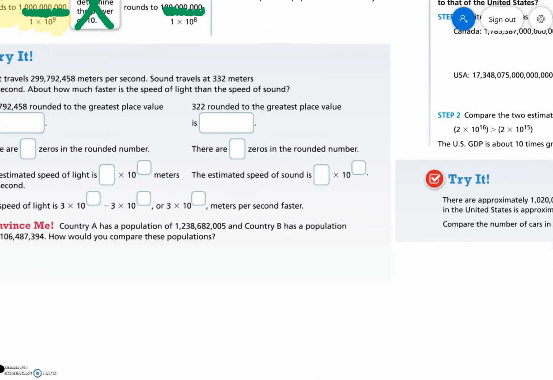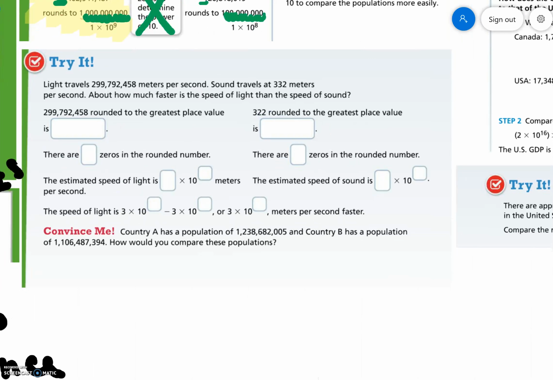Let's try it. Light travels 299,792,458 meters per second. Sound travels at 332 meters per second. About how much faster is the speed of light than the speed of sound? So, 299,792,458 rounded to the greatest place value is, so we look to the greatest place value, so the farthest left is a 2. I look to the number next to it, it's a 9. So do we round up or do we stay the same? Round up, so I know it's going to be a 3, and we fill in the rest of the numbers with zeros.